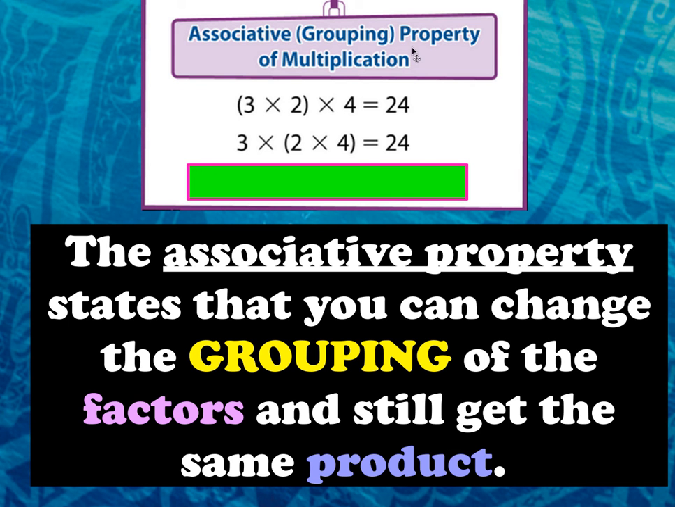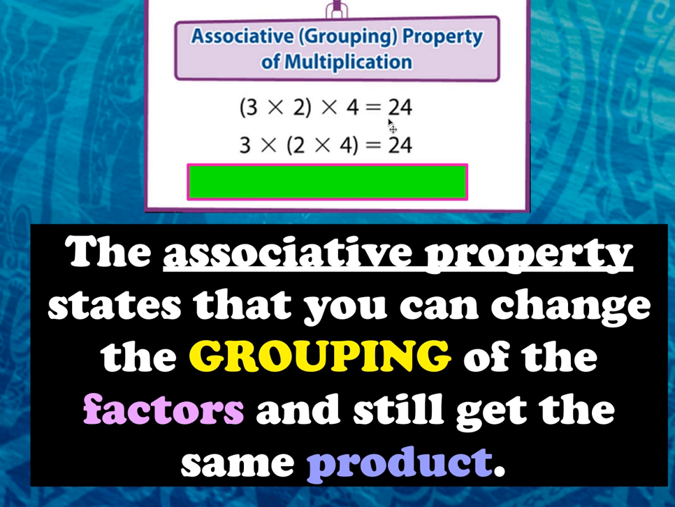The associative property of multiplication states that you can change the grouping of the factors. Remember, the factors are like the addends, but for multiplication. And you still get the same product, the same answer, when you group these numbers differently. So here we've got 3 times 2 times 4. What's 3 times 2? 3 times 2 is 6. So it's 6 times 4 equals 24.